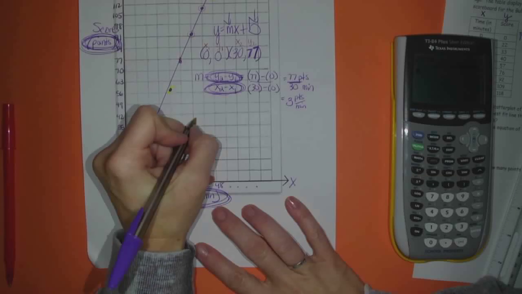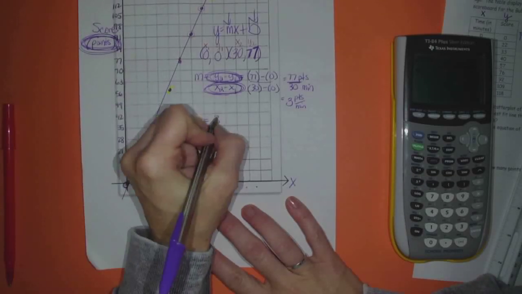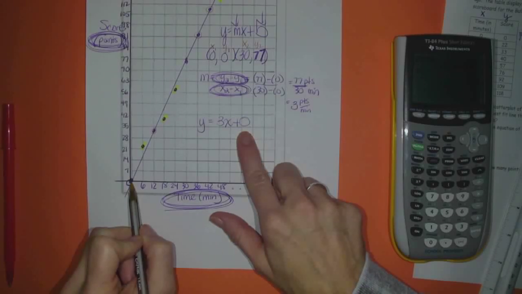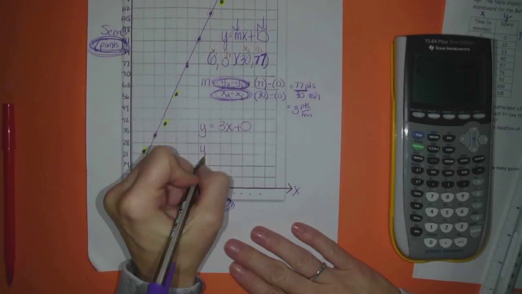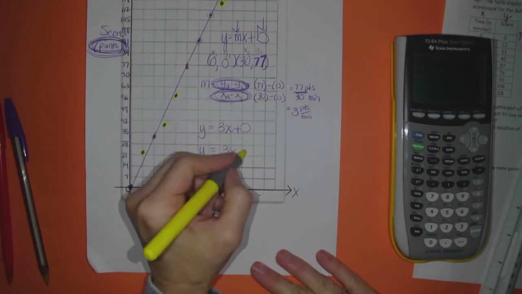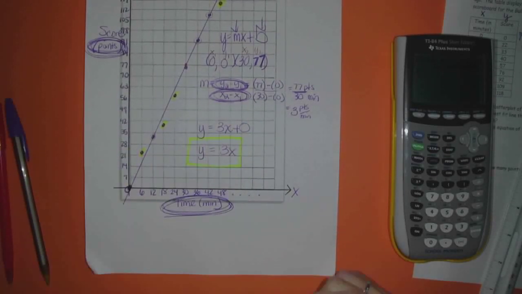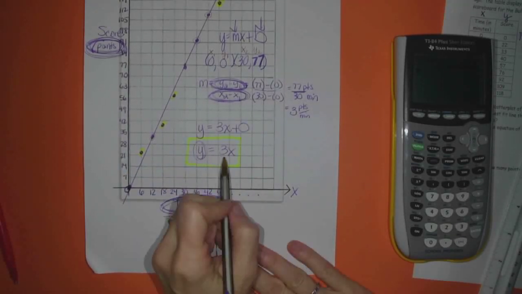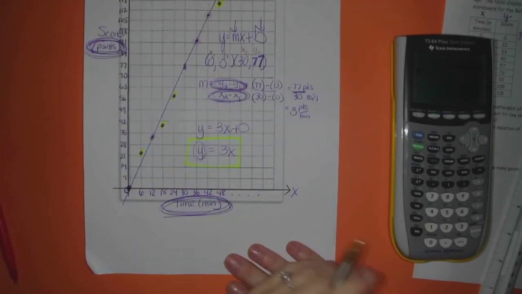So here's what I've got for my equation. Y equals 3x plus 0. Remember my b was 0? Or if I just want to write it as y equals 3x, that's fine. What this tells me is that the points scored right here is equal to 3 points per minute times the number of minutes that we play.